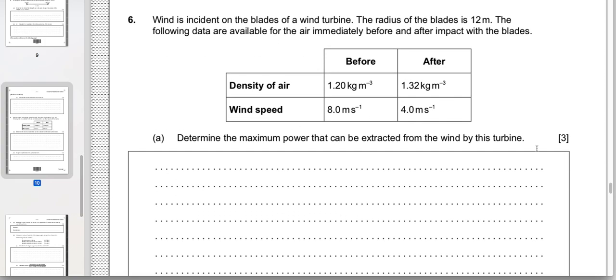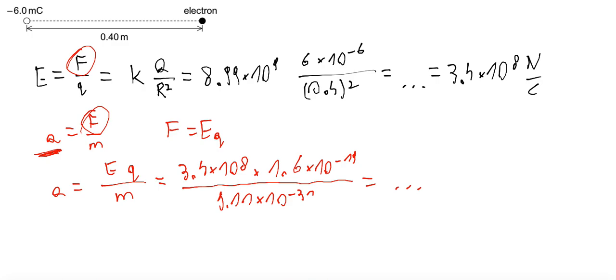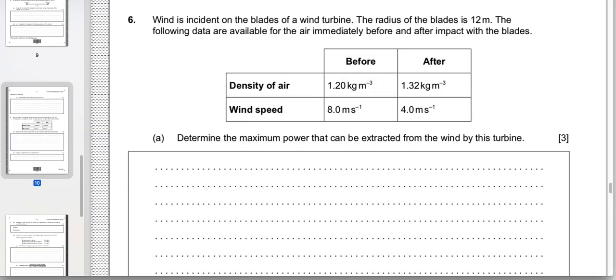Nice exercise. Okay, exercise number 6, about wind and a wind turbine probably. Let me change the screen. Wind is incident on the blades of a wind turbine. The radius of the blades is given. The following data are available. Determine the maximum power that can be extracted from the wind by using the turbine.